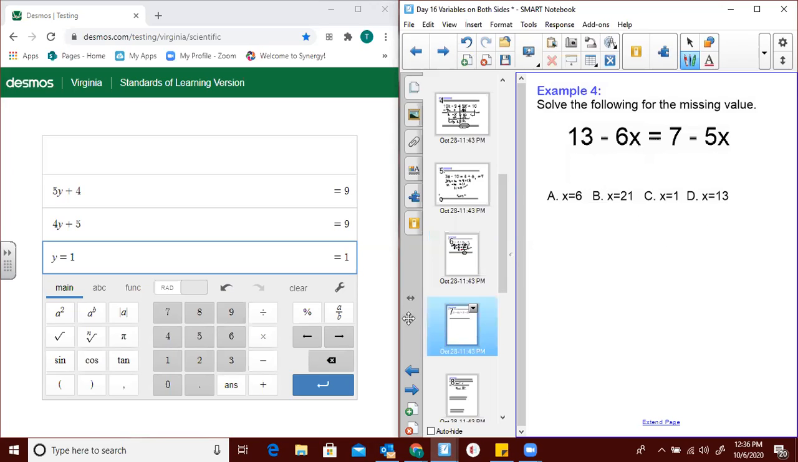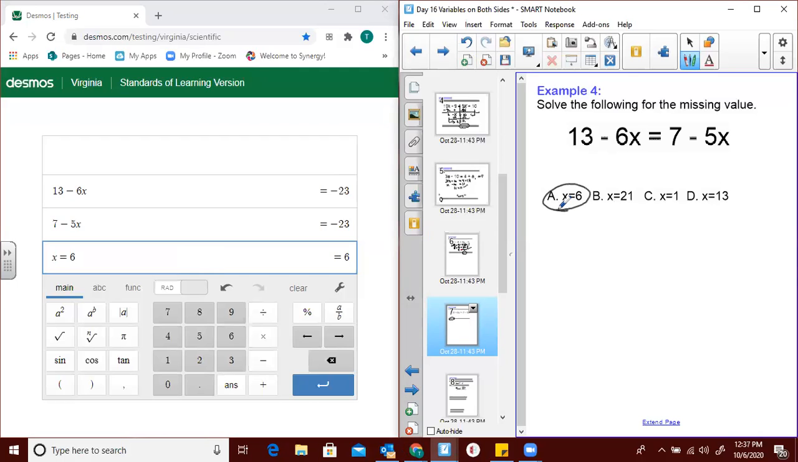All right, and then another one on Desmos. We're going to put the left-hand side of the equation in Desmos, which is 13 minus 6x. Enter is like my equals. 7 minus 5x. Enter. Now my variable is x. So I put in x equals, and I'm just going to start reading across. A is 6. Negative 23 and negative 23. So I can feel pretty confident that A is going to equal 6.